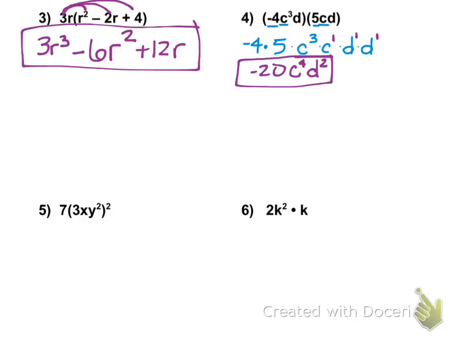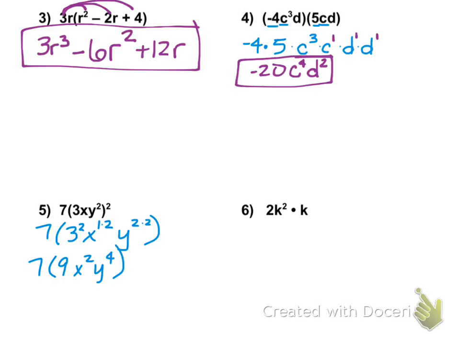On this one, remember the square doesn't apply to just that 7. Order of operations says I must do exponents first, so the exponent applies to everything inside first. So I have 7 times 3 squared, x to the 1 times 2, or just x squared, and then y to the 2 times 2. I'm going to simplify in here before I start multiplying by 7. So that's 7 times 9, x squared, y to the 4th.